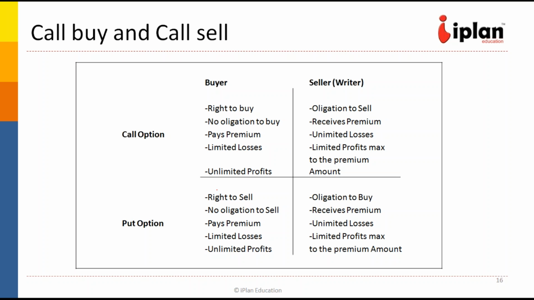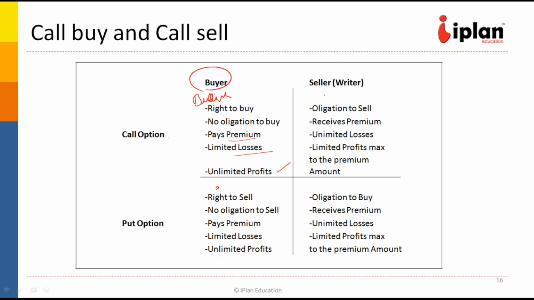If we talk about a call option, we'll discuss only call, not put, right now. The call option buyer has the right to buy but no obligation to buy, and for that he pays a premium. So he has limited loss because he can deny, and unlimited profit when the price goes up. So the buyer of a call option is basically bullish. He thinks the price will go up.